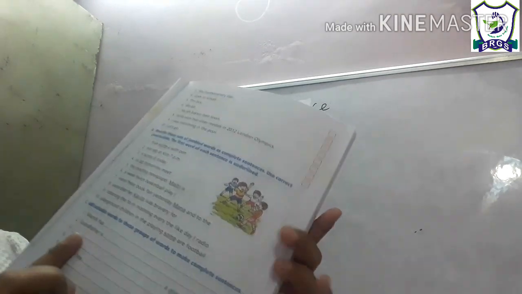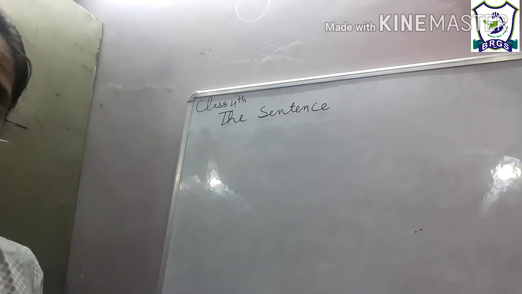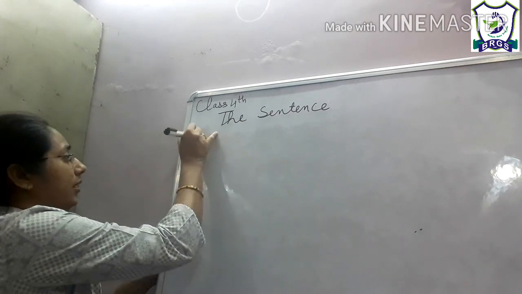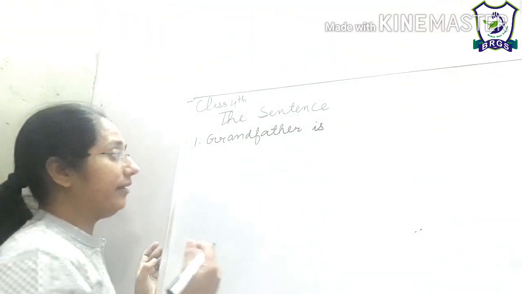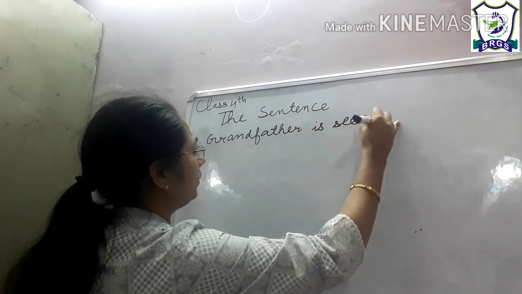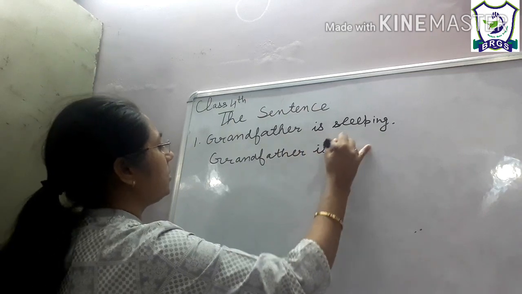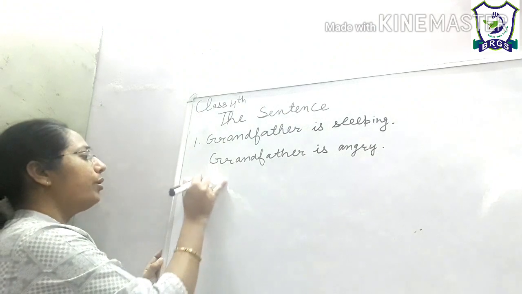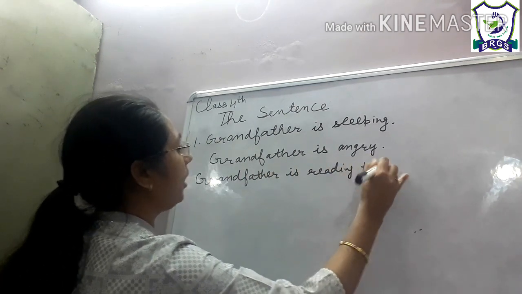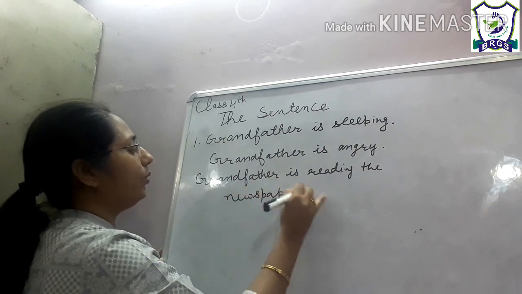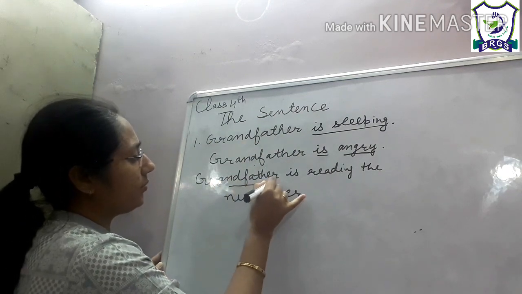And then the third exercise, this is something interesting. Add suitable words to these groups of words to make complete sentences. Now you have to use your own imagination to complete them. Some words are given, like grandfather is. So simply you can write subject plus verb: Grandfather is sleeping, or you can complete it by using Grandfather is angry, or Grandfather is reading the newspaper.